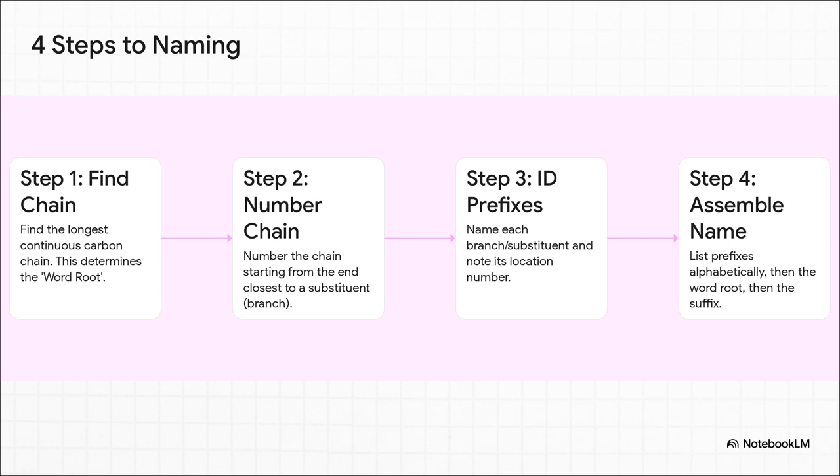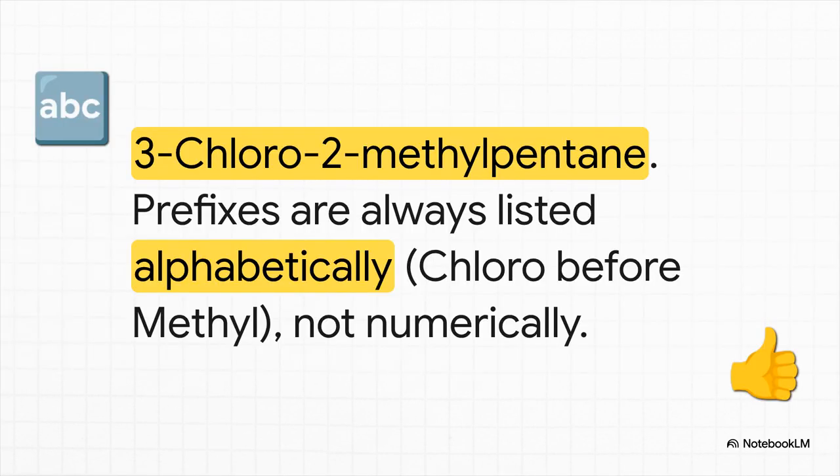So step 1, find the longest continuous chain of carbons. That's your foundation, your word root. Step 2, number that chain. The key here is to start from whichever end gives all the attachments the lowest possible address numbers. Step 3, you identify every single thing hanging off that main chain. Those are going to be your prefixes. And finally, step 4, you just assemble the name like a puzzle, putting the prefixes in alphabetical order right before the root and suffix.